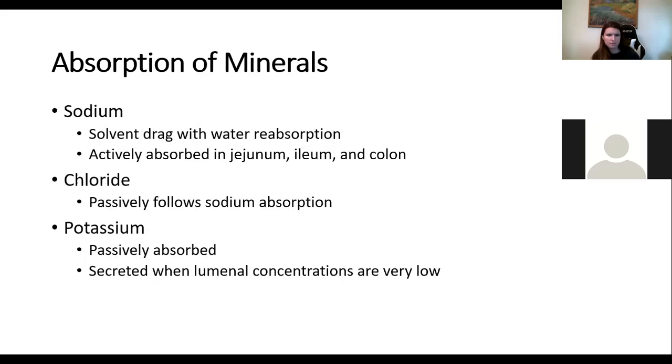So our minerals that we're interested in absorbing are basically ions. So we're interested in sodium, chloride, and potassium. Sodium and chloride get absorbed similar ways. So one of the ways that sodium is going to get absorbed is that it's just going to get dragged along with water. So as your cells absorb water, sodium just kind of hitches a ride. So that's one thing that can happen with sodium.